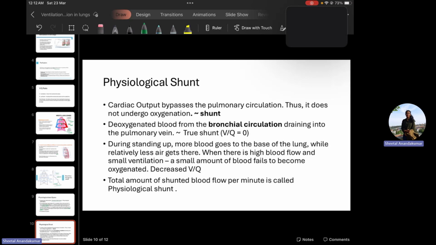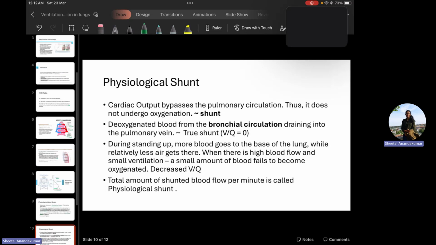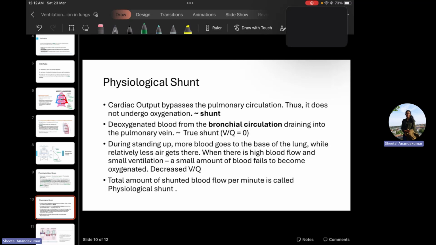It can also occur when we stand up, or when we are in an upright position. More blood goes to the base of the lungs while relatively less air gets there. We have to remember that the ventilation and perfusion in an upright individual are always highest at the base of the lungs, but the ventilation is comparatively lower than the amount of perfusion. In comparison to perfusion, the ventilation is lower. So in such cases, when there is high blood flow and comparatively smaller ventilation, a small amount of blood fails to become oxygenated. In such conditions, we can also see a decreased VQ ratio, like we saw in the case of zone 3.